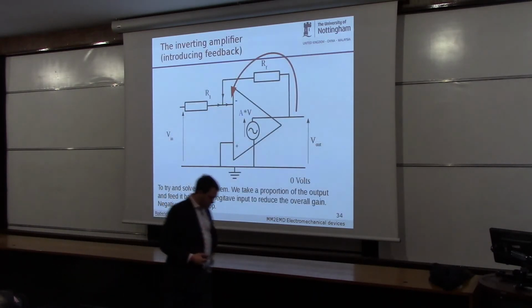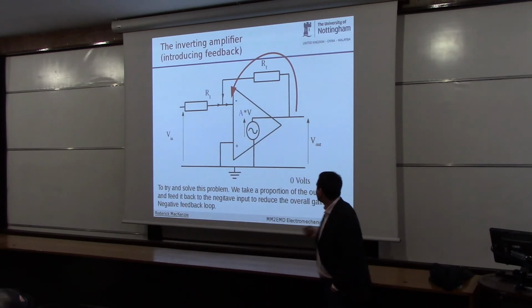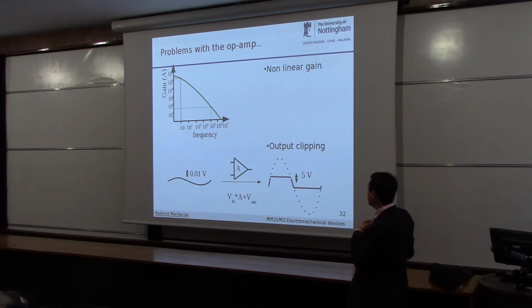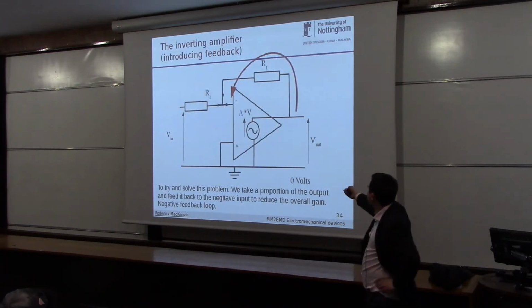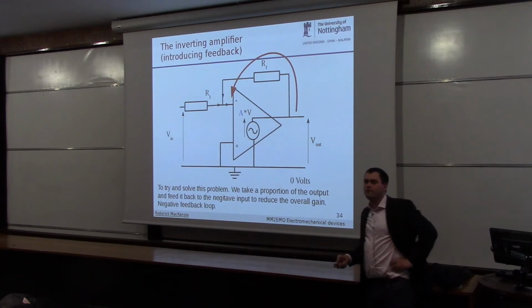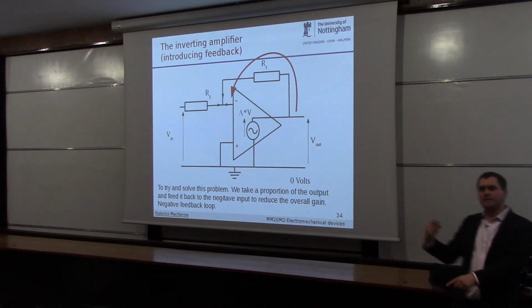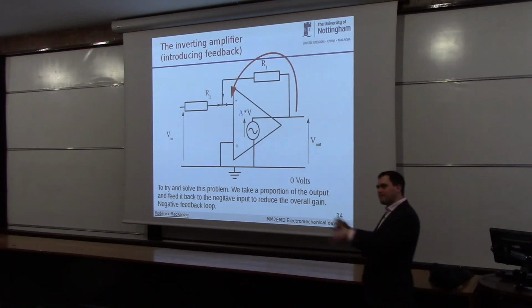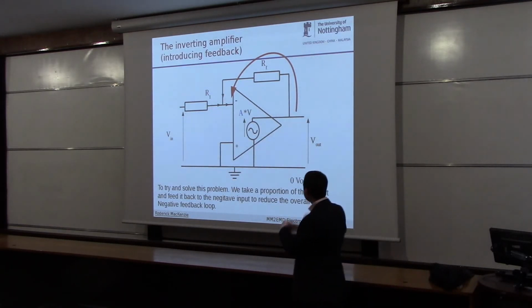To solve this problem of this massive gain and that it's nonlinear, what we do is the following. We take a proportion of the output voltage and we stuff it back into the inverting terminal of the op-amp. So it's like a negative feedback. We're taking some of the output and we're stuffing it back in at the beginning to try and dampen down the output. It's a negative feedback loop.